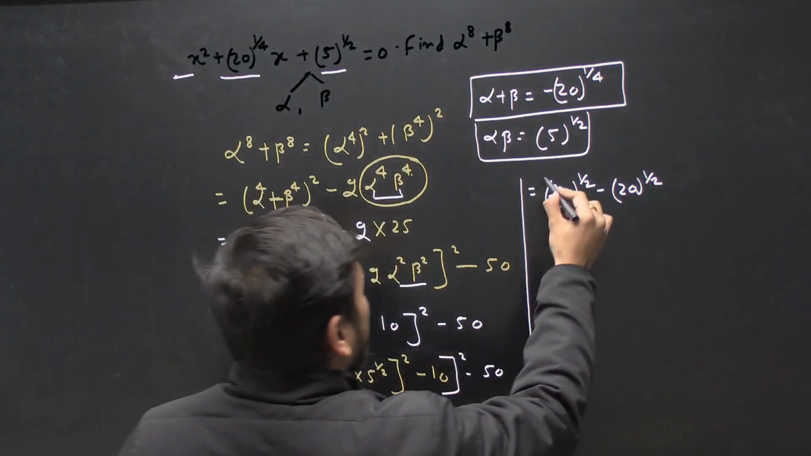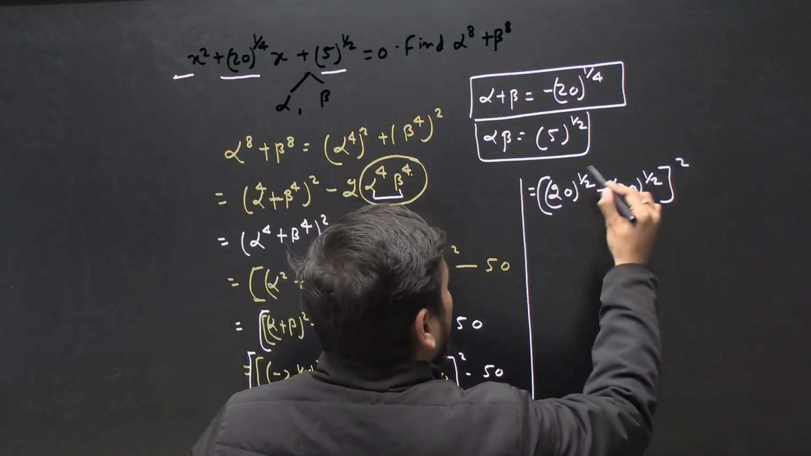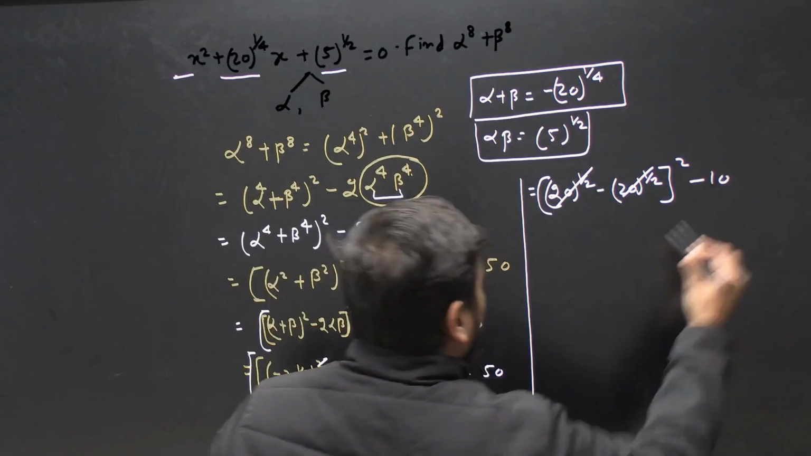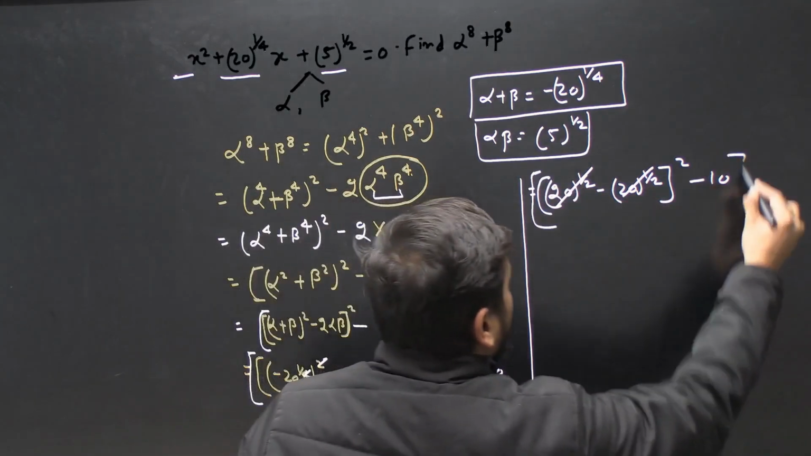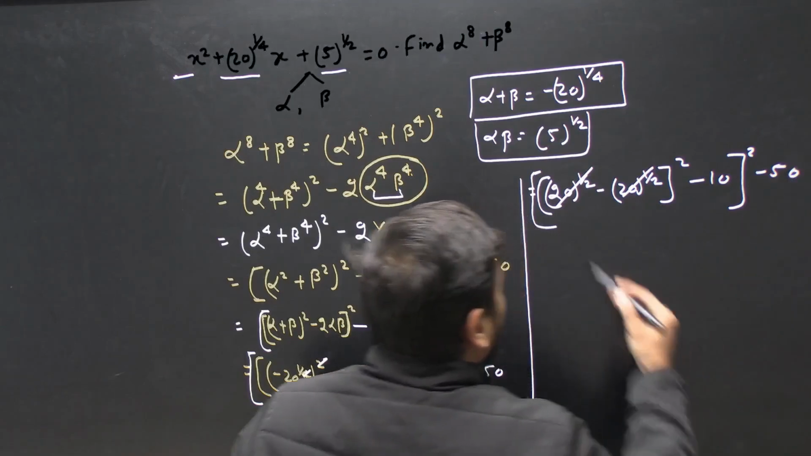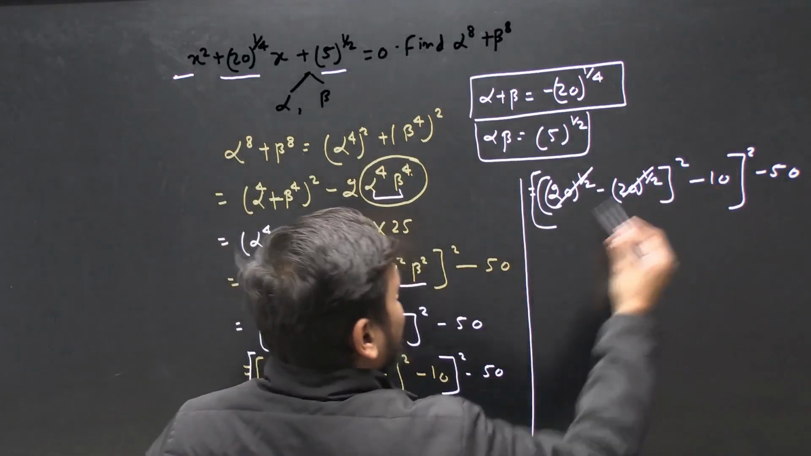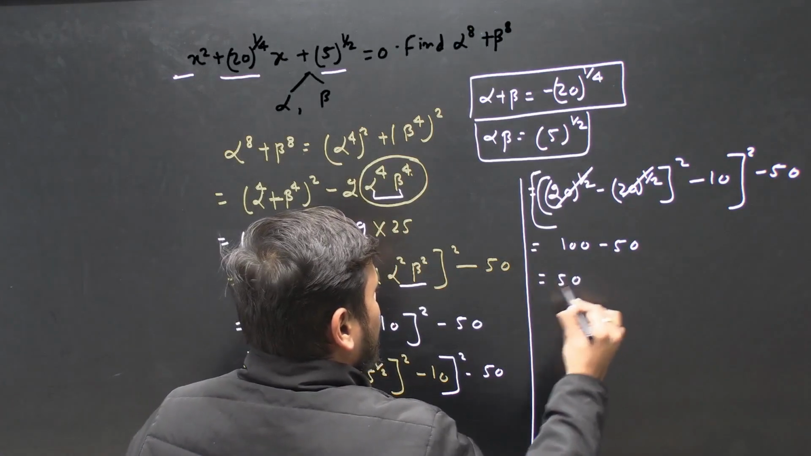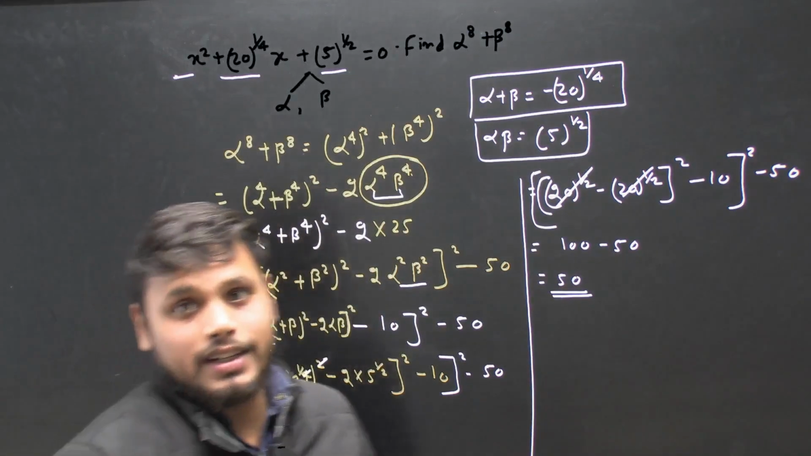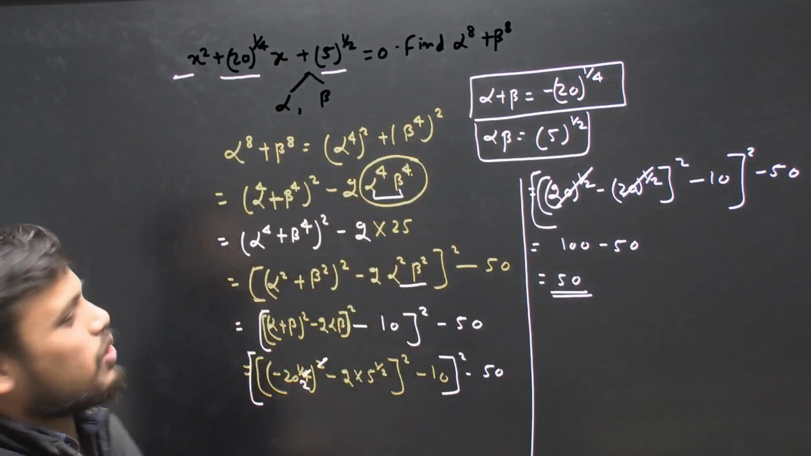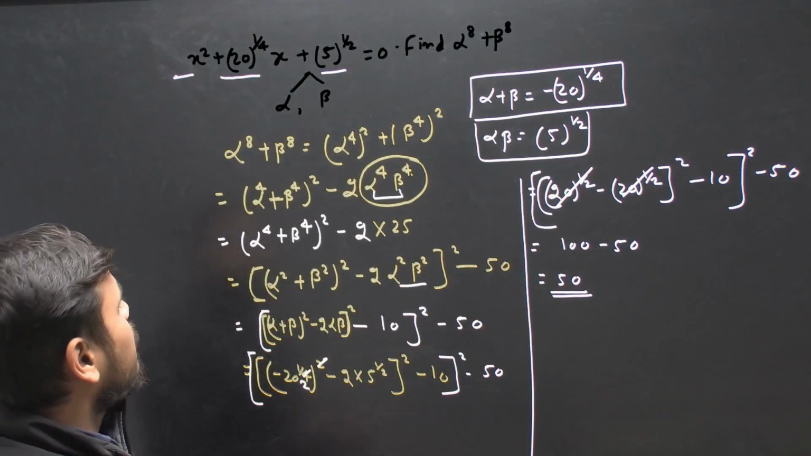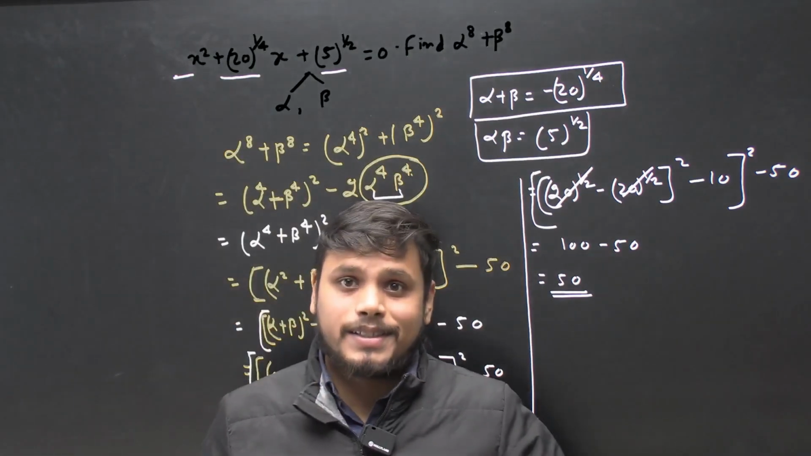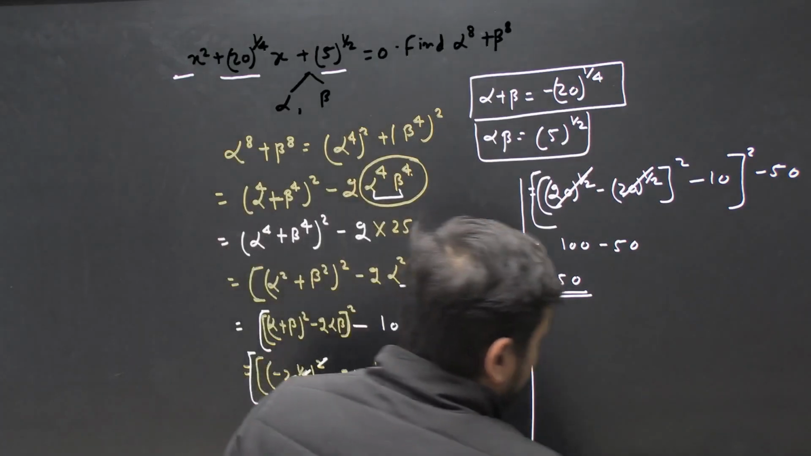Then it's whole square, so again it will make no sense here, because 0 square is 0. Then minus 10, and again whole square over this, and then minus 50. So 0 square is 0, 10 square is 100, minus 50, which results in 50. So this is the answer for this particular question. This question was asked in JEE Mains 2021. Most of the time JEE is asking questions from here actually. Okay, so now moving ahead.